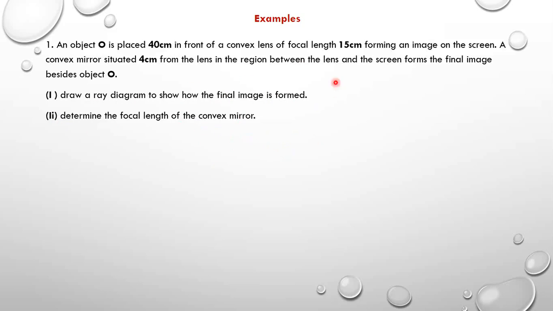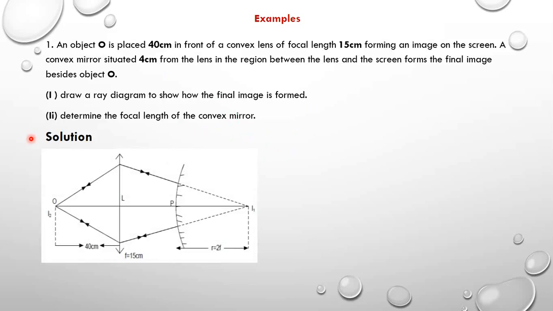The setup is just similar to the experiment. So the ray diagram is just going to be similar to what we have looked at in the experiment. So this is how it is. The object is 40 centimeters in front of the convex lens, so this is 40. And then the focal length of that convex lens is 15. So we can use the 40 and the 15 to get the image distance, that's the distance LI1.